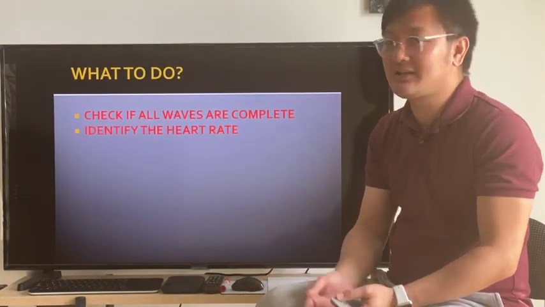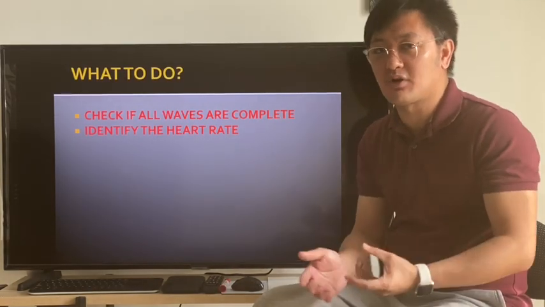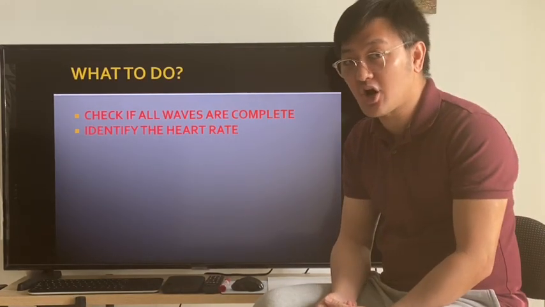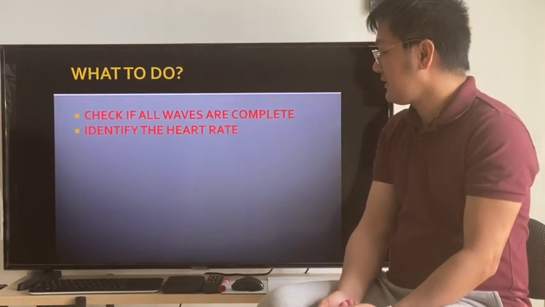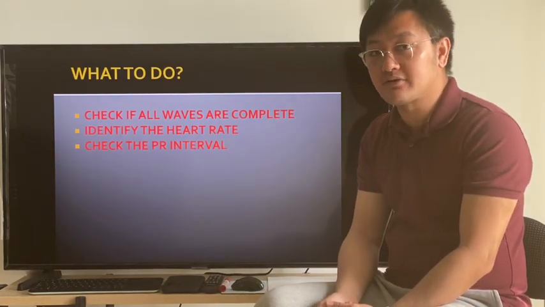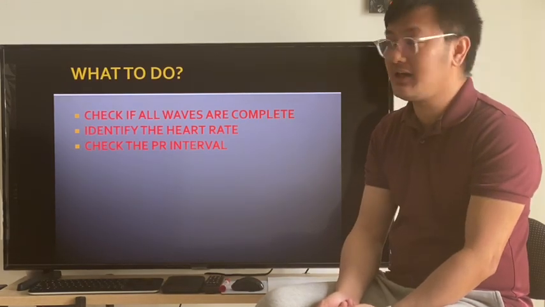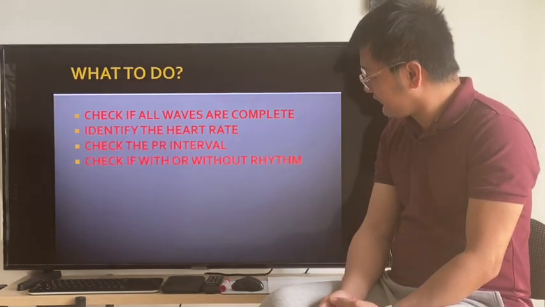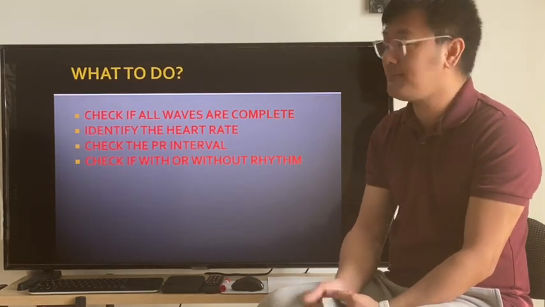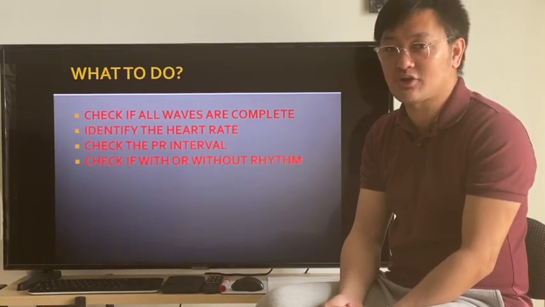After that, you identify the heart rate. Check the heart rate of your patient. Remember, more than 100 is tachycardia, less than 60 is bradycardia. Then after that, you check the PR interval. Remember the normal PR interval is 3 to 5 small boxes. Then after that, you check if the tracing has rhythm or no rhythm at all. So these are the things you need to do the moment you have an ECG strip in your hand.